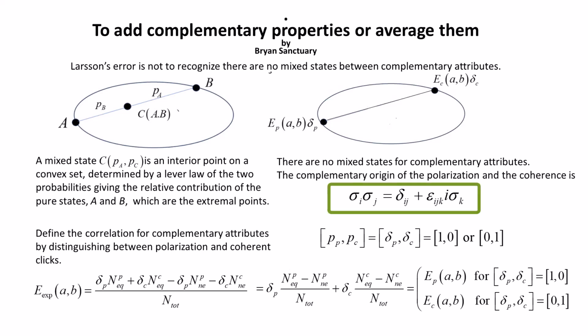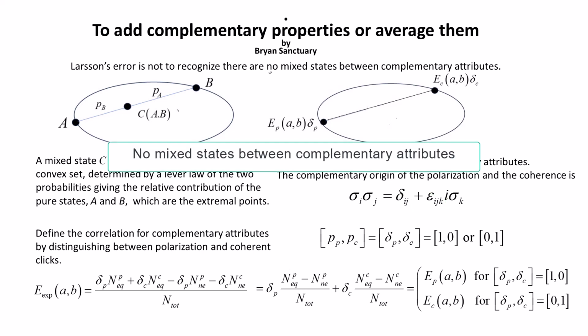The origin of complementary pairs, polarization and coherence, is the geometric product between the two Pauli spin components. This expression describes the symmetric polarization from the first term and the antisymmetric bivector coherence from the second term. Since I cannot simultaneously be equal and not equal to J, the two terms are complementary. For these reasons, there are no mixed states between complementary attributes.